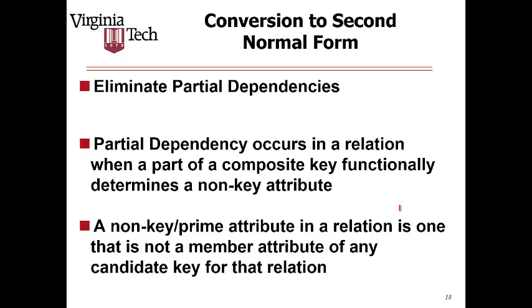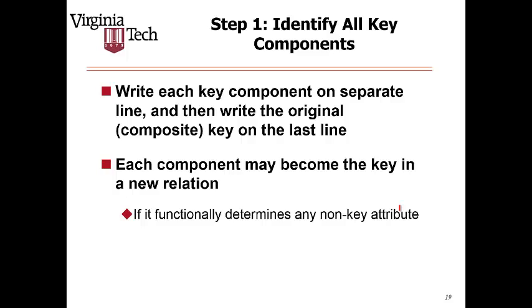Right? So we've seen what these partial dependencies are, and so what do we do about it? Well, an easy way to work through this is to just take each key component and write it on a separate line, and then write the composite on a third line. Then look at each one of the components to become a new relation if it determines any non-key attribute. All right, so that's simple enough.